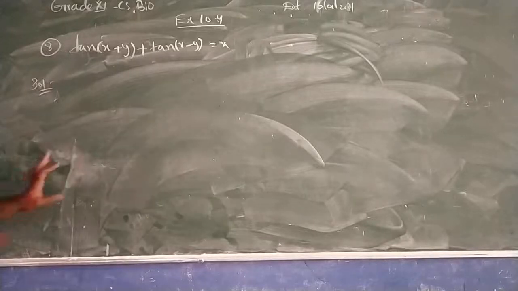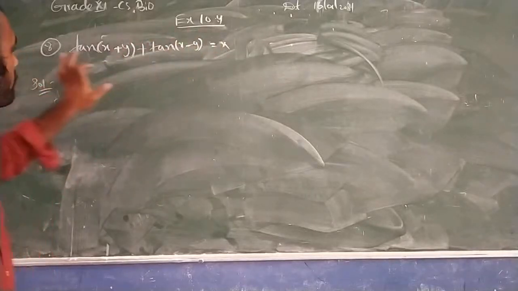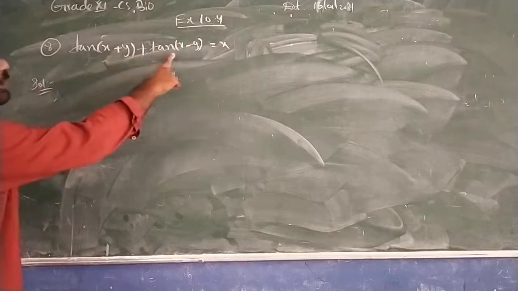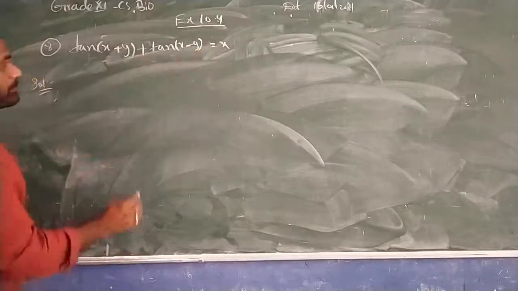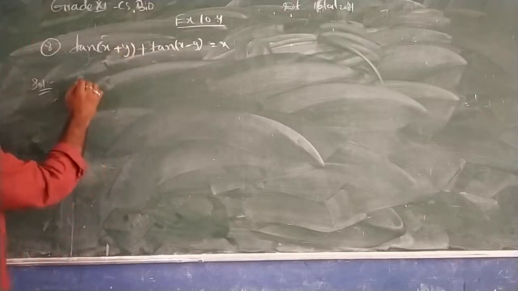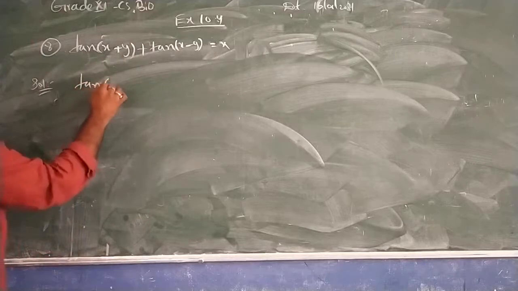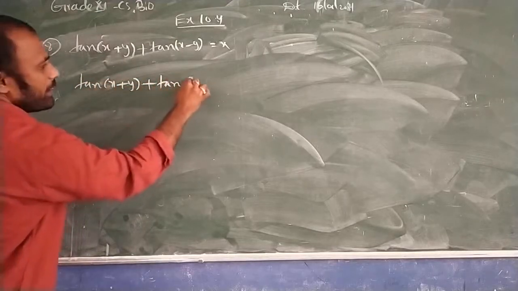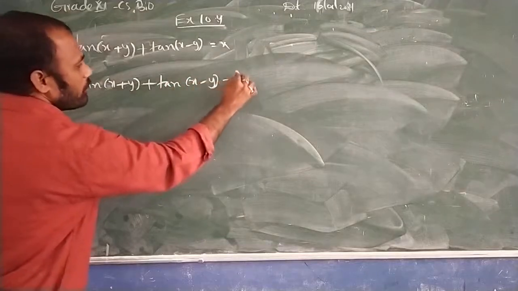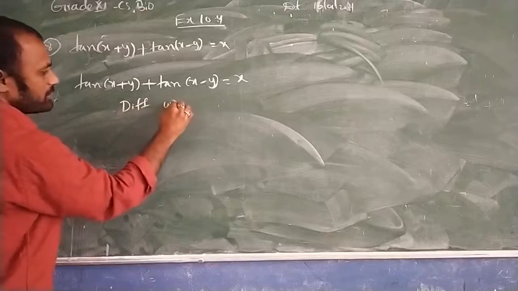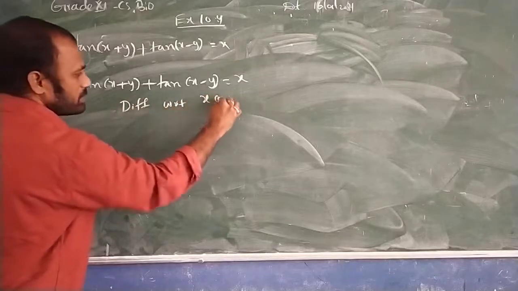Very good morning, students. Today we are going to learn exercise 10.4, question 8. The question is tan of (x plus y) plus tan of (x minus y) is equal to 8. So two functions are given. Let us start differentiating with respect to x. Given tan of (x plus y) plus tan of (x minus y) equal to 8, differentiate with respect to x on both sides.